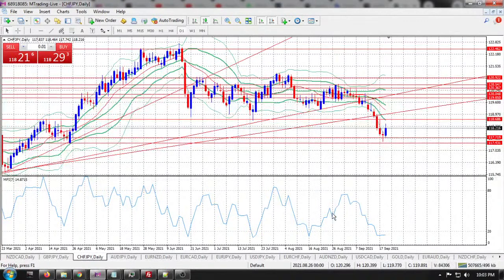Our MFI also is showing that it has really dropped, and it has dropped below the 20 point. MFI is the money flow index, so the rate at which there is push of money in the system. That's what we mean by MFI. If you look at it, it's around 14, so we expect it to go back up.